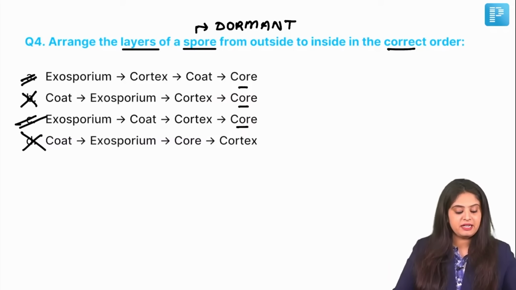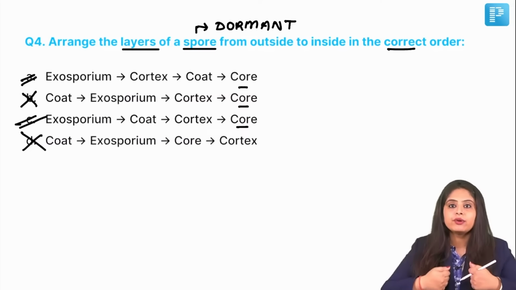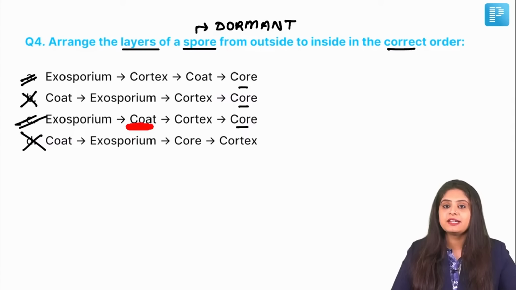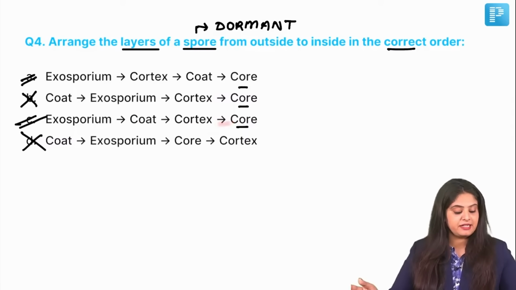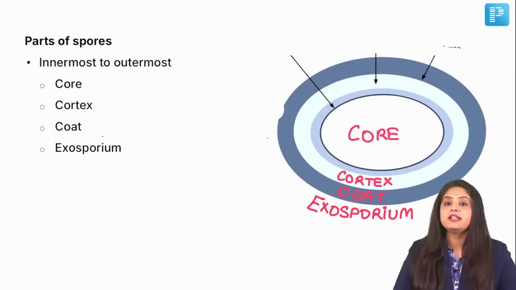Core will be inside. Whether it is cortex outside or coat outside, I will always wear a coat, like I'm wearing a blazer, a coat. Same way you will always wear a coat outside and then everything else will be inside. This is the answer, and that is exactly how I have learned the layers of a spore.